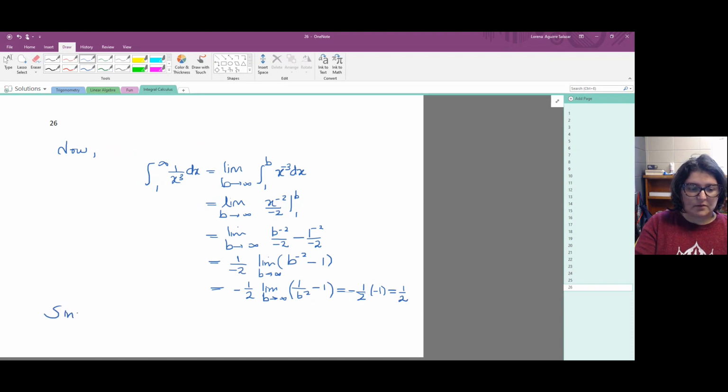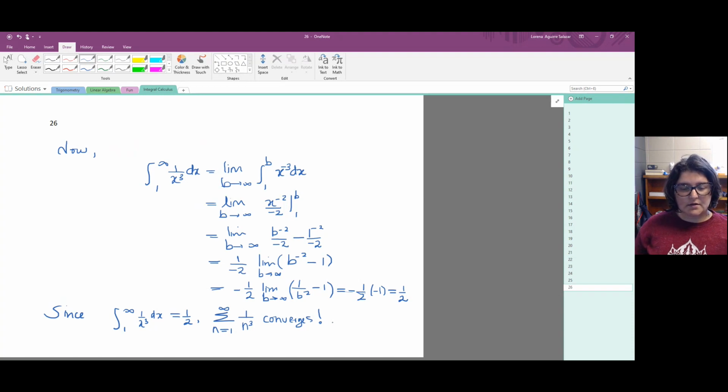So since this integral converges, we can say that the summation from 1 to infinity of numbers that look like 1 over n cubed gives us a fixed number. We don't know what that fixed number is, but it will give us a fixed number.